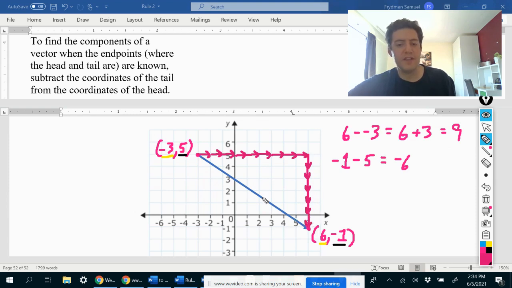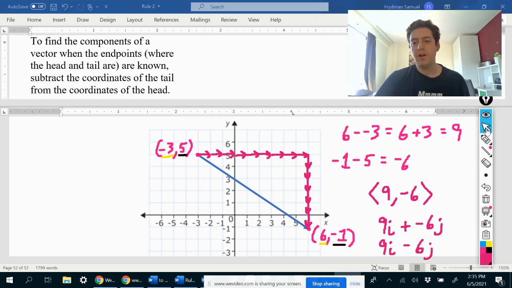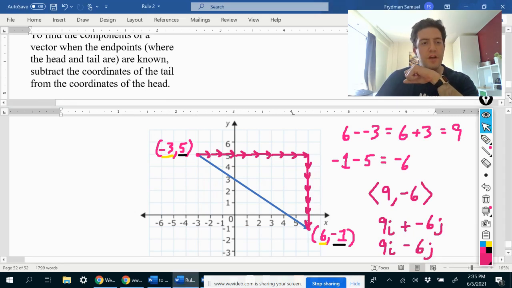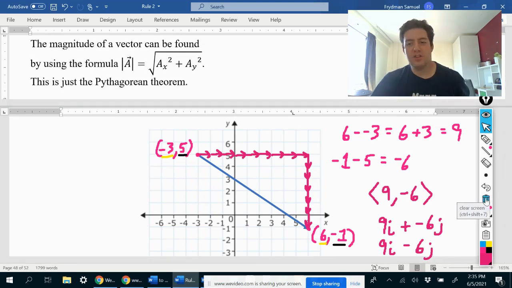So the components of this vector are <9, -6> using the angle bracket notation, or we could also write that as 9i plus negative 6j, or we could write it 9i minus 6j. Okay, all of these really mean the same thing. All right, let's move on to the last thing we're going to talk about in this video, which is magnitude again. So how do we calculate the magnitude if we know what the components are?